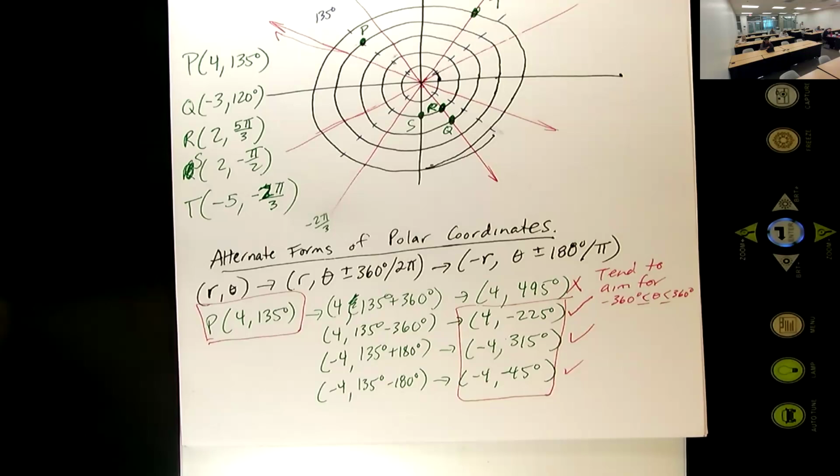Usually we don't go above 360. Normal humans don't, because if it's above 360, you just subtract 360 and get back down to a normal circle.